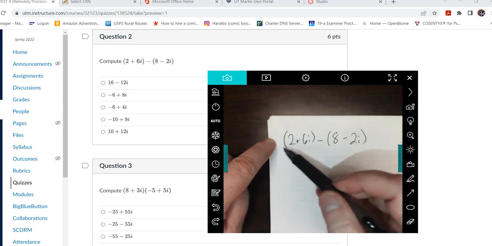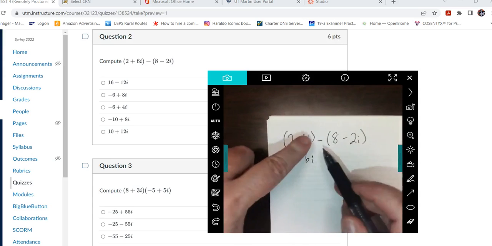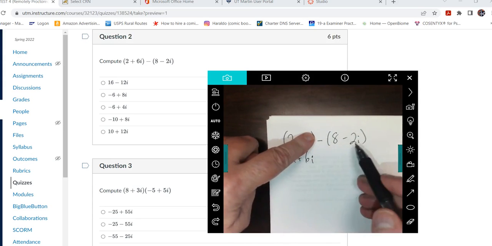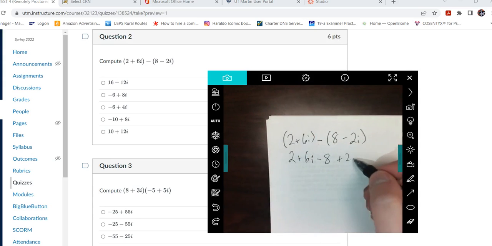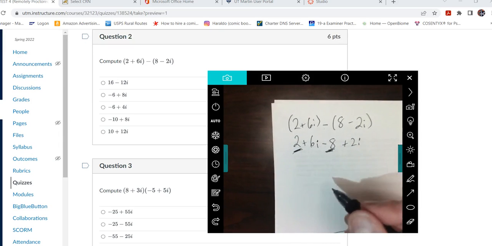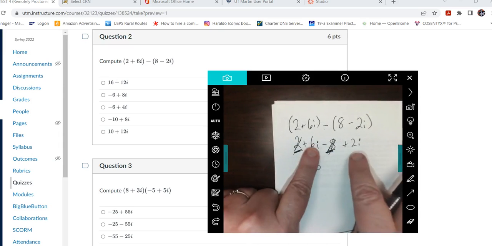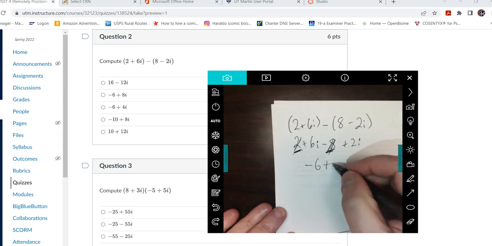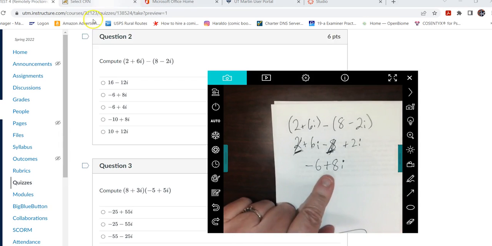All right, there's nothing in front here, so we can drop these parentheses. But now we have to distribute this negative sign to every term. And so that's going to become plus 2i. And those two together give me negative 6. And then I have 6i plus 2i, and I'll get 8i. Okay, so that's my answer.